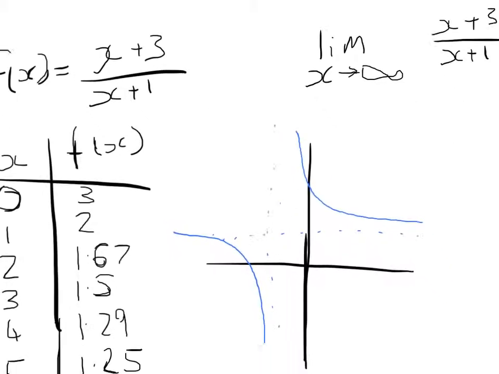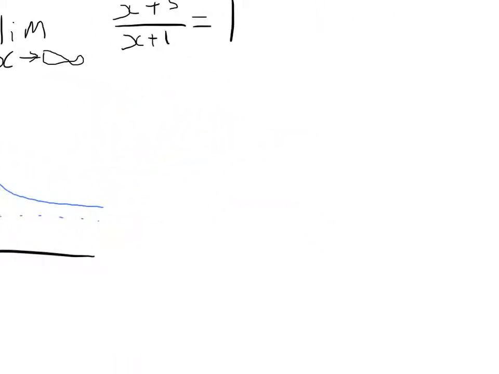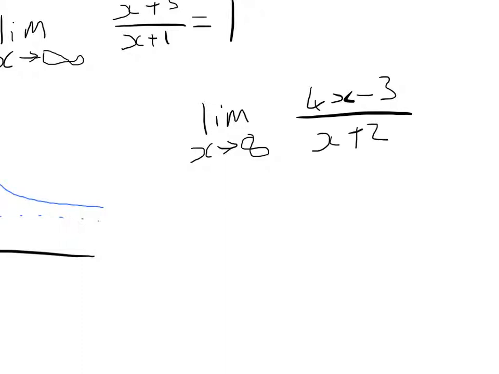If instead I had one that looked like this, if I wanted to know the limit as x approaches infinity of 4x minus 3 over x plus 2, well, when we get close to infinity, this minus 3 and the plus 2 are going to just become irrelevant. So the limit is going to be 4 lots of infinity divided by infinity, which is 4.